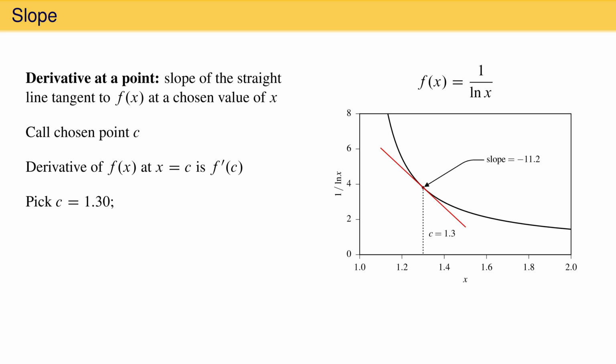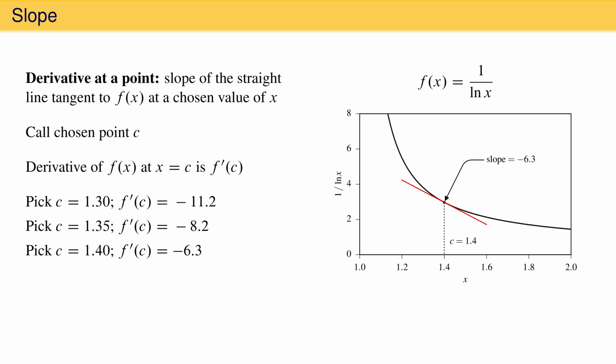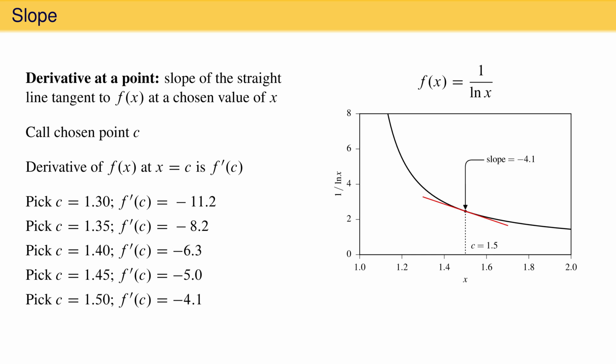In this case, the slope is negative 11.2, and that means the derivative of the function at x equals 1.3 is negative 11.2. We can do this again for the point c equals 1.35. The line tangent to the function at this point has a slope of negative 8.2, which means that the derivative of 1 over natural log of x at x equals 1.35 is negative 8.2. This can be repeated for any point on the curve in the plotted interval.